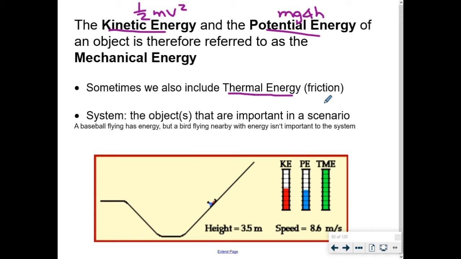Occasionally, we'll account for other forms of energy. We don't do that here, but we can because there are other formulas.